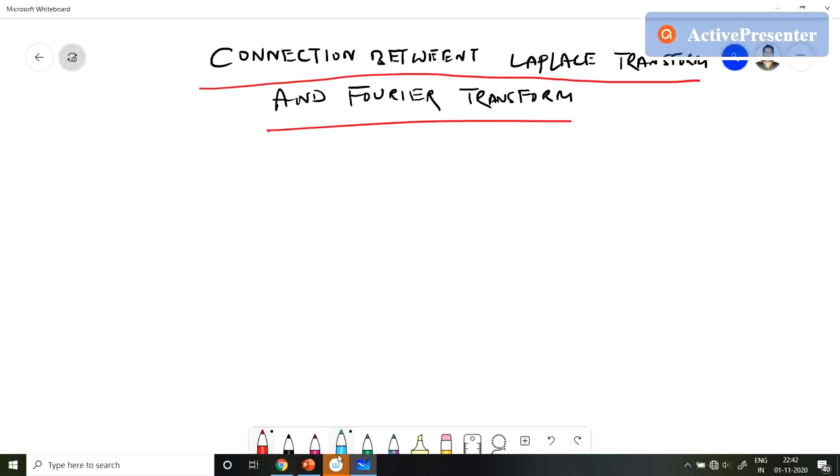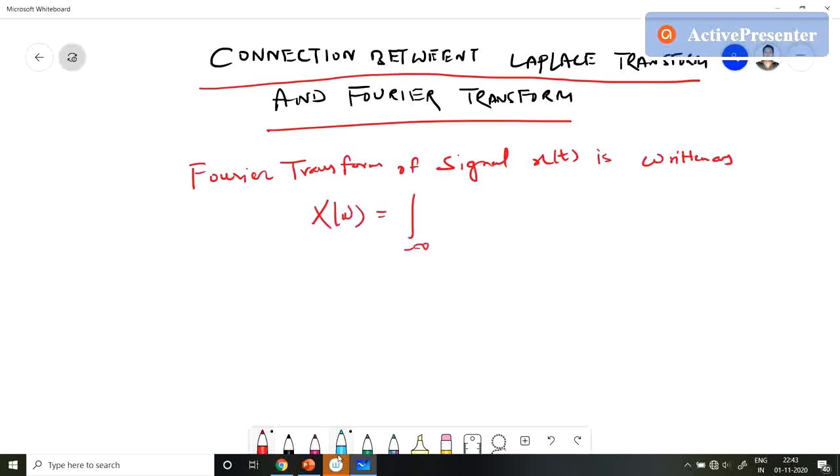So let us start with the Fourier transform of a particular signal x(t). The Fourier transform of signal x(t) is written as X(omega), and that equals the integral from minus infinity to plus infinity of x(t) e raised to the power minus j omega t dt.